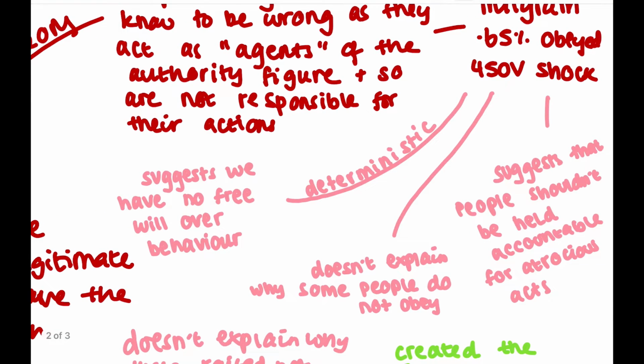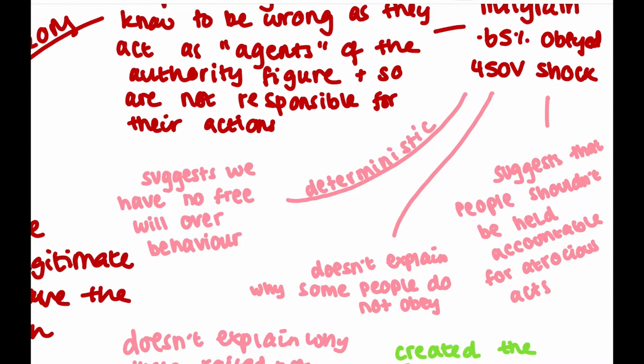Another drawback of this theory is that it does not explain why some people obey, whereas others do not. Although 65% did obey, 35% still did not. That's quite a significant amount of people. So there is no explanation as to why they did not obey Milgram's instructions. The final evaluation point for this situational factor is that it suggests that people should not be held accountable for atrocious acts.